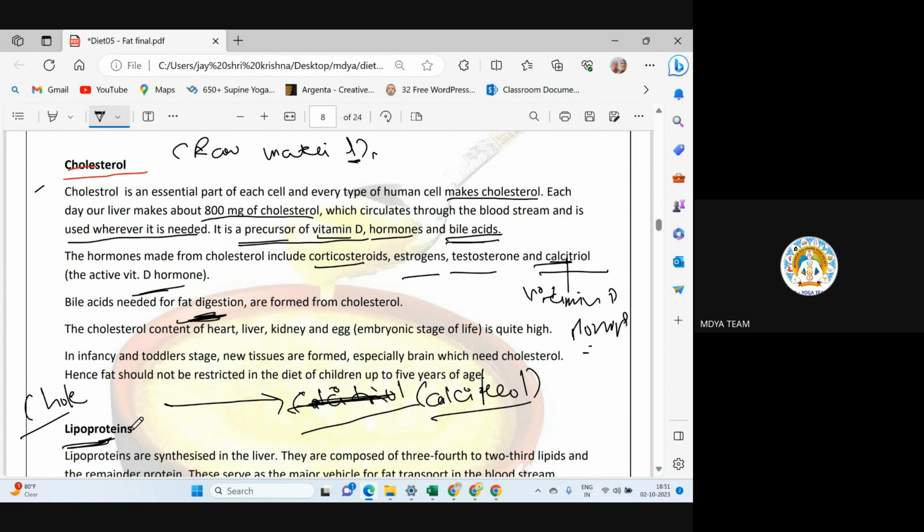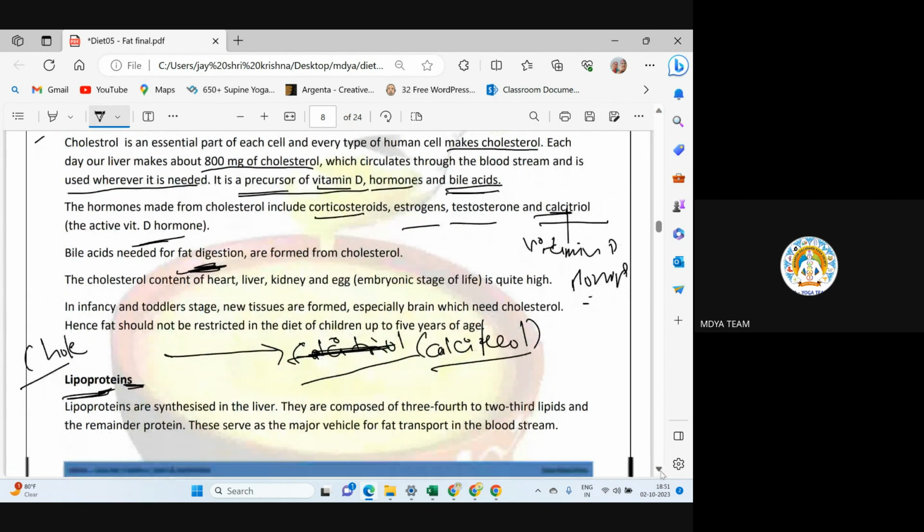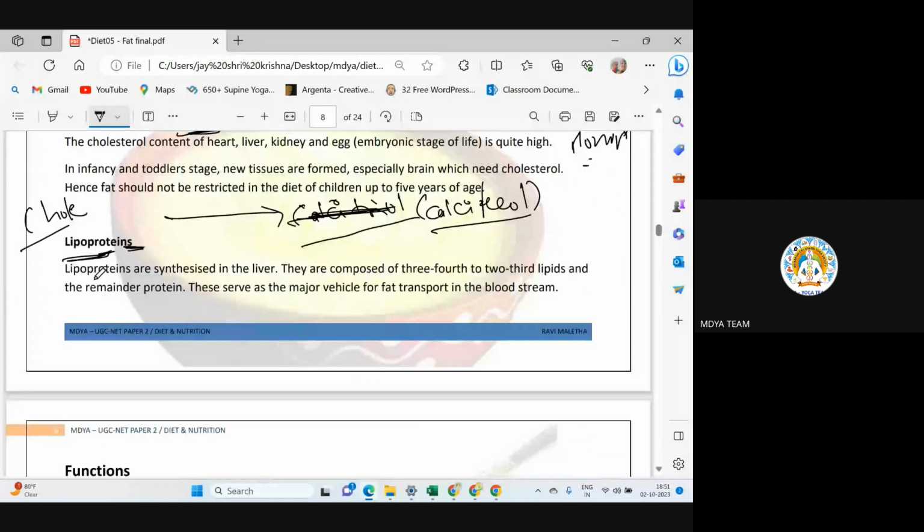Now next one is lipoprotein. So lipoprotein are synthesized in liver. Liver is also synthesizing this lipoprotein, and they are composed of 3/4 to 2/3 of lipid. Means they are very much abundant in our body, and the main important function of these lipoprotein is that they serve as a fat transporter. Like I will explain this.